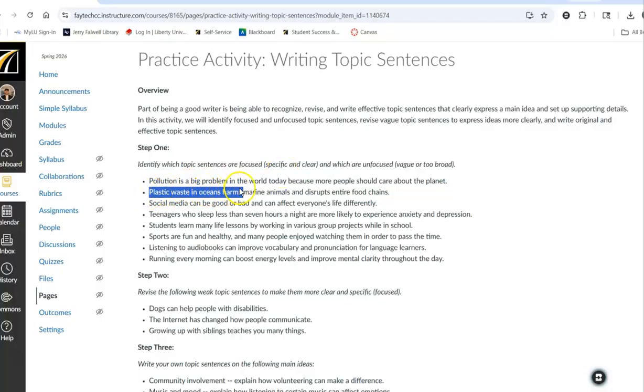Let's look at the next one. "Plastic waste in oceans harms marine animals and disrupts entire food chains." Is that focused or unfocused?